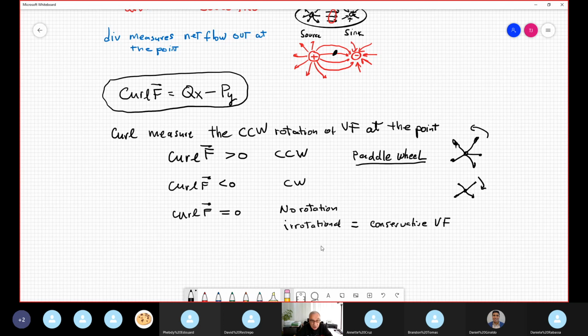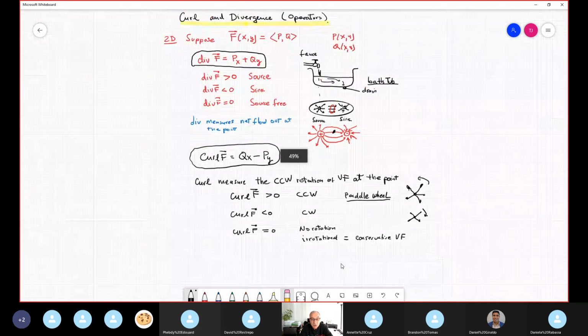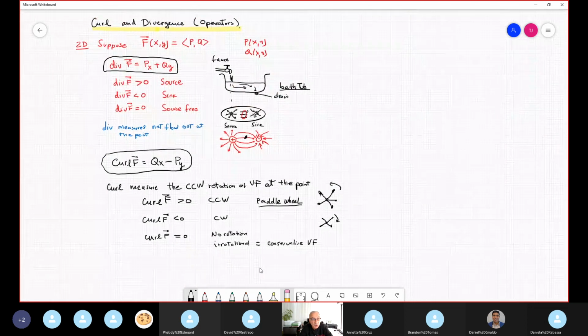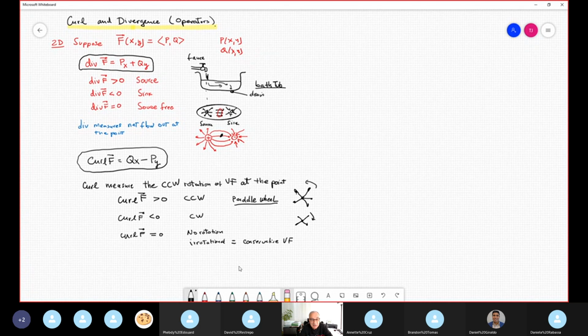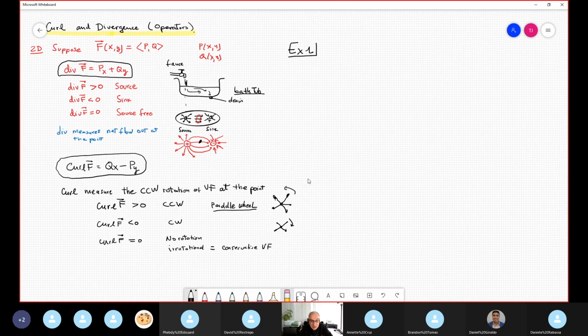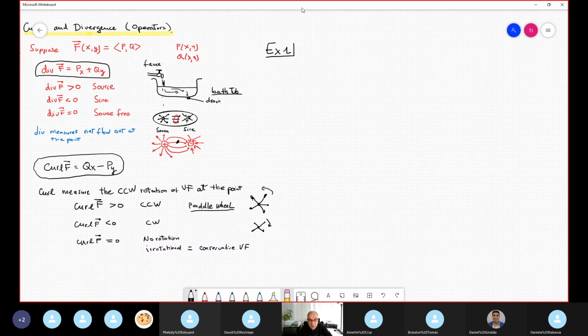Is everything clear about the operator? So let's see an example. Everything in the theoretical, conceptual part is clear, so we are ready to use examples. Example 1. I like to start with example 1, the same example that we analyzed last class. The vector field is radial. Vector field F of x, y is equal to x, y.